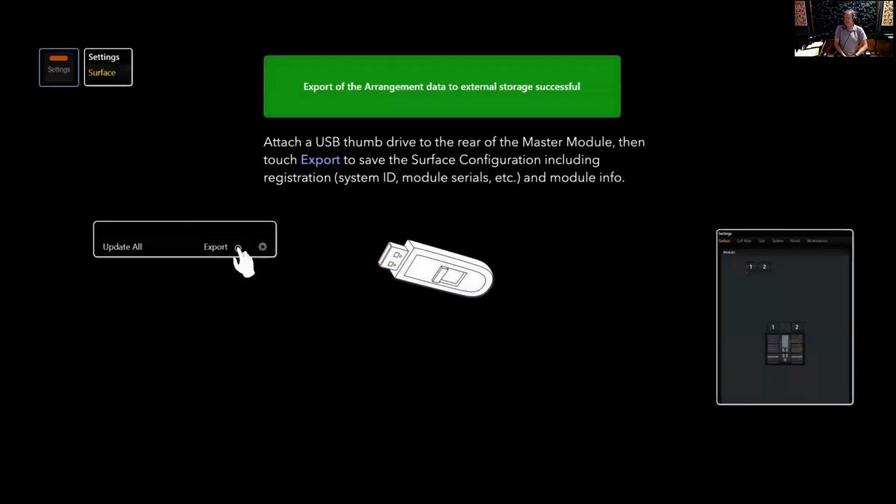This is not so sexy, but it's also very useful. Basically now what you can do is you can pop a jump drive in the back of your S4 S6, and you can do an export system surface configuration.